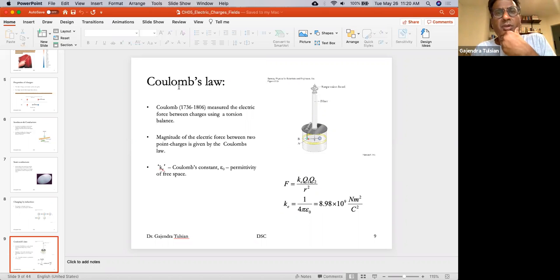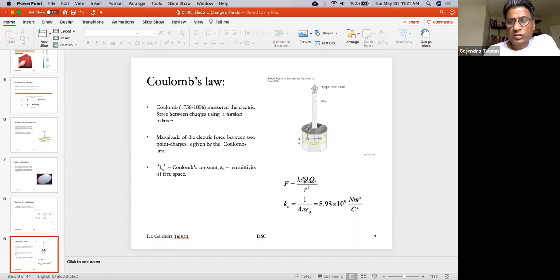So now we'll talk about the force between charges. Mr. Coulomb figured out the magnitude of the force between charges, and here is the formula. The force between charges is a constant, which we now call Coulomb's constant, times the product of the charges divided by the distance squared. Okay. The magnitude of Coulomb's constant is 9 times 10 to the 9 newton meter squared per coulomb squared.